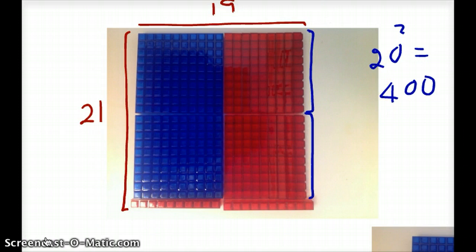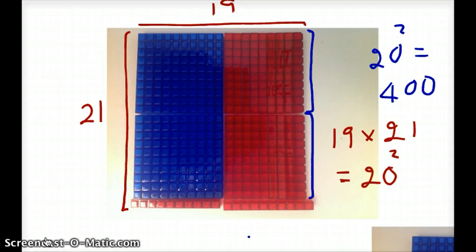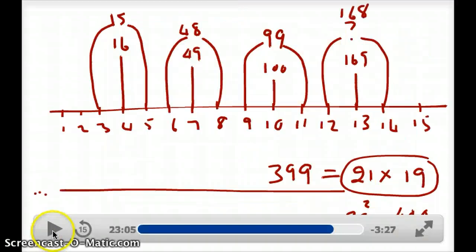So 19 by 21 is exactly the same as 20 squared, but we have to subtract 1 for this little square in the corner over here that is now hanging out of the 19 by 21 array. And that's where that problem now makes sense.